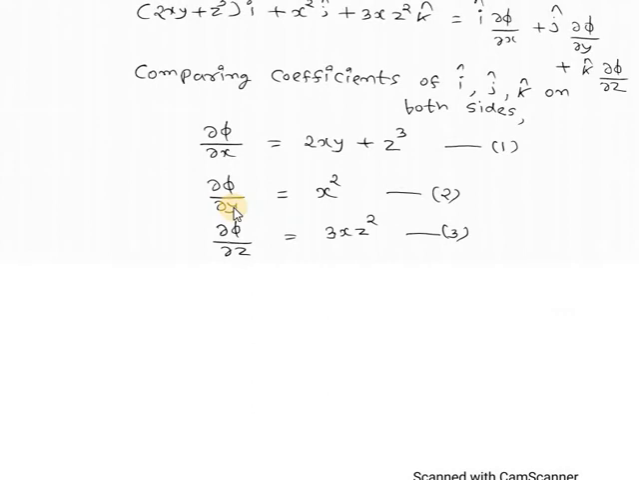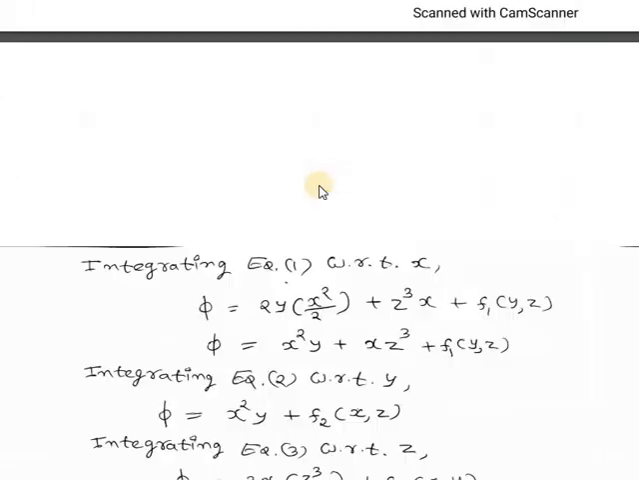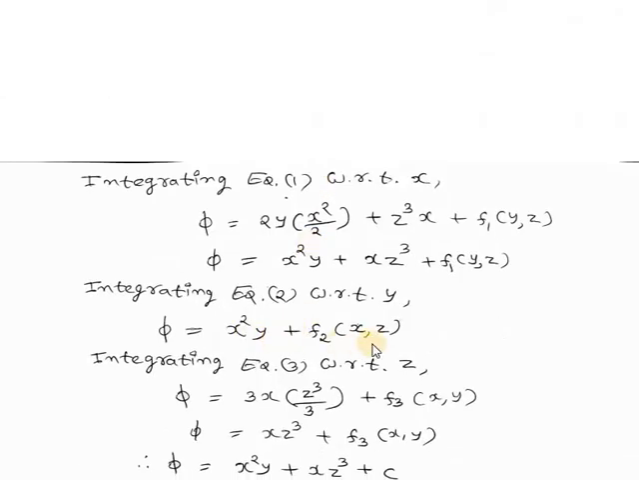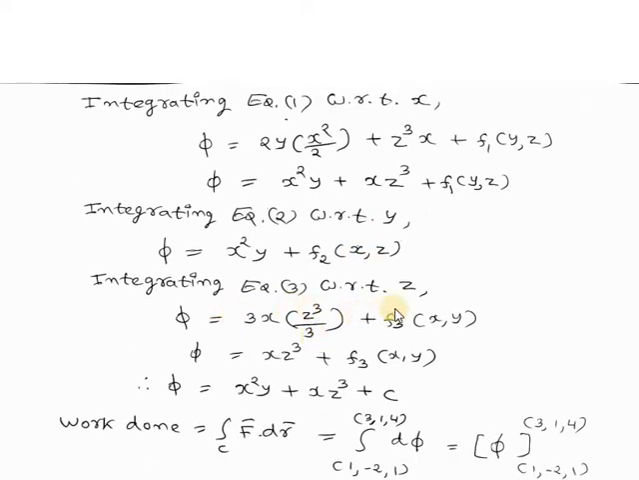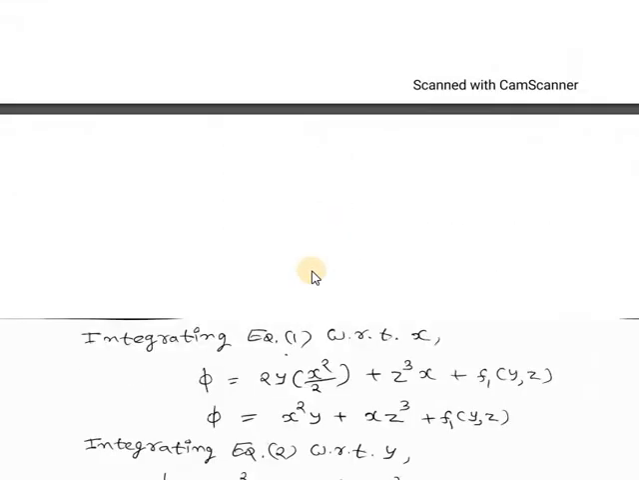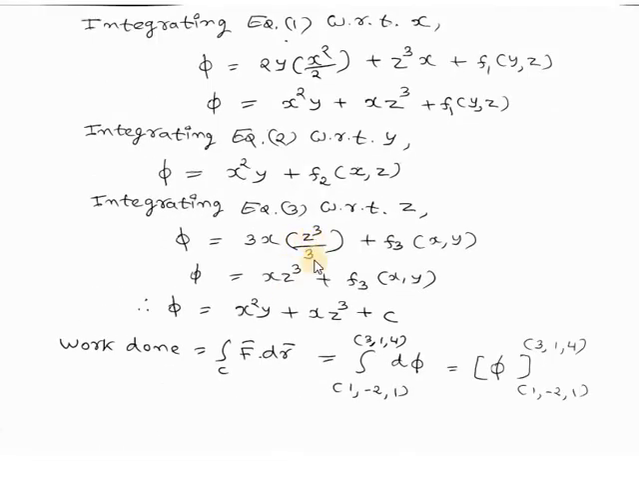Now integrating equation 2 with respect to y, we will get x square y plus some function of x and z, because whenever we are integrating with respect to y, then x and z are constant. Same way integrating equation 3 with respect to z, we will get 3x in bracket z cube by 3 plus some function of x and y, because x and y will be constant. So combining all these three, we will get phi = x square y plus xz cube plus some constant c.